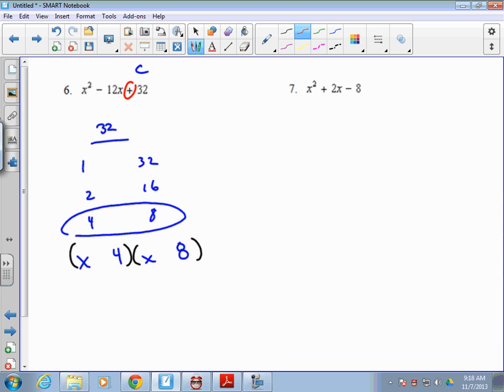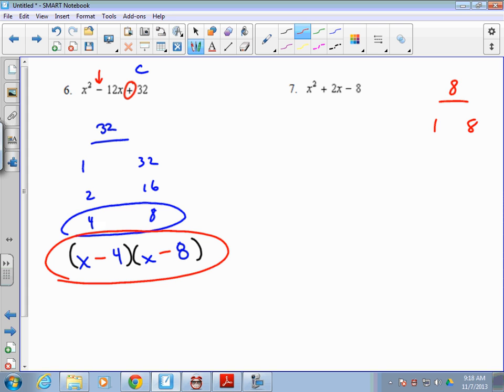This one right here tells you that they're going to be the same sign. They're either going to be plus, plus, or minus, minus. Since this one says they're the same, they're both minus. So minus 4, minus 8. That's the factored version.